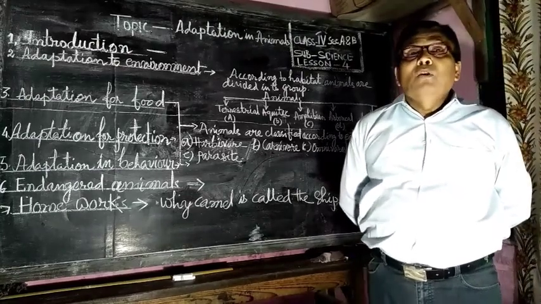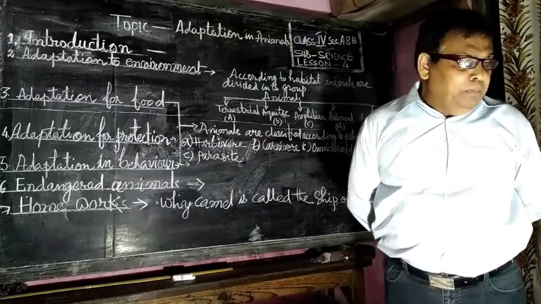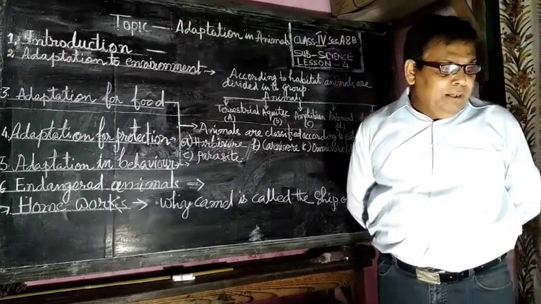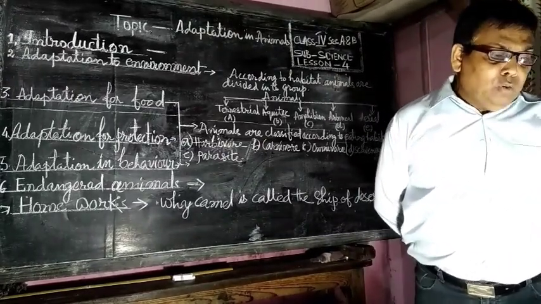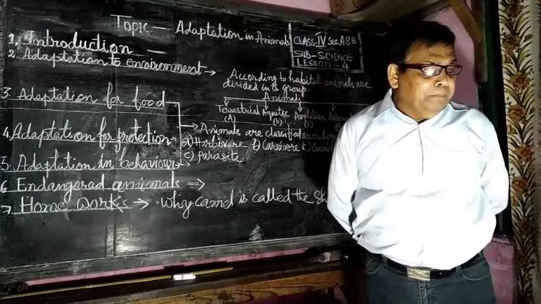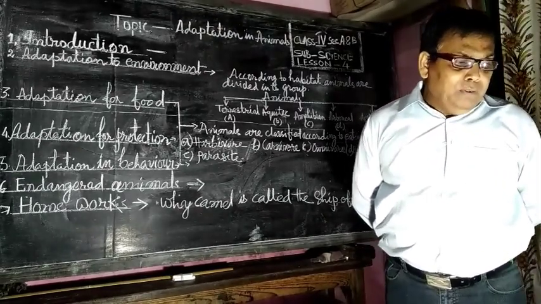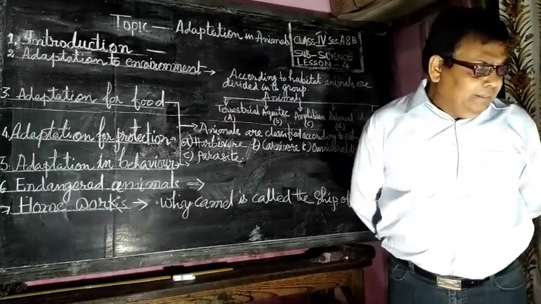Now the question is, what is adaptation? Answer to this question, adaptation is a way that helps animals to survive or to live in its environment. Example, camels have learned to survive in hot desert.